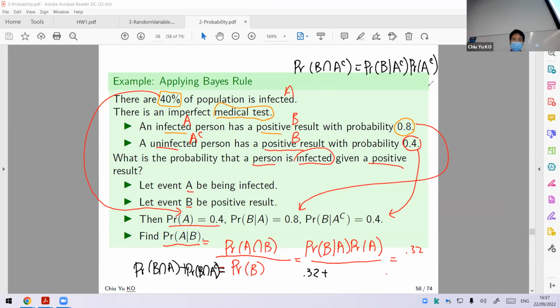What is this part? The first element is already there, it is 0.4. What is the second element? A complement. A is 0.4, it's here, right? So A complement will be 1 minus 0.4, so just 0.6. So it's just 0.24. So plus 0.24 here. So that's why it's over 5.6.